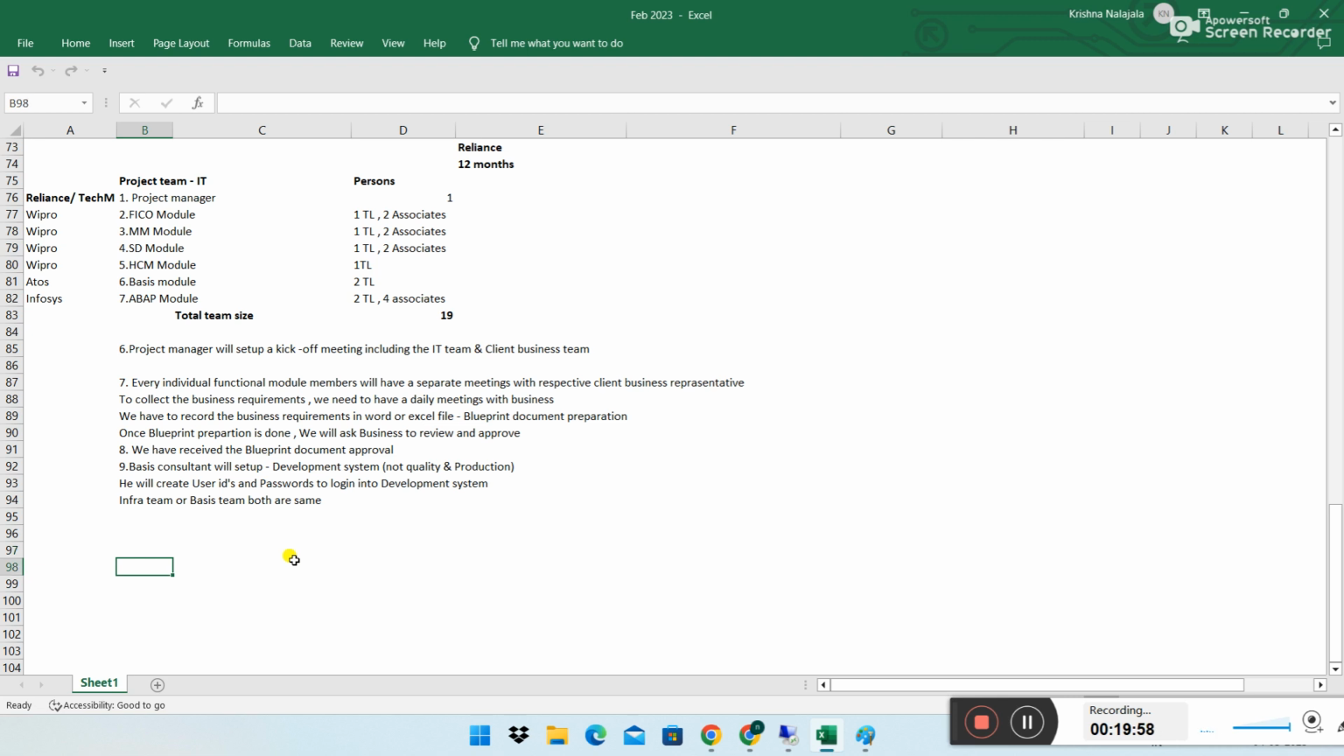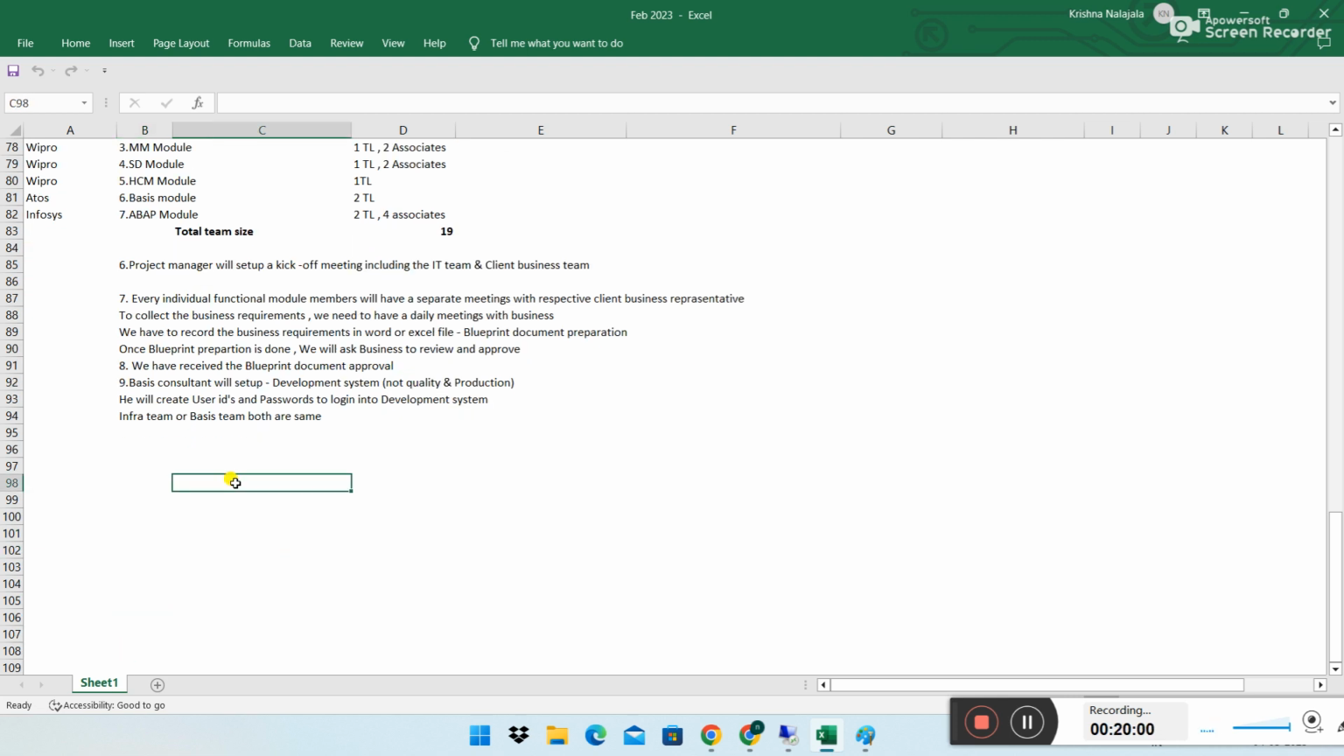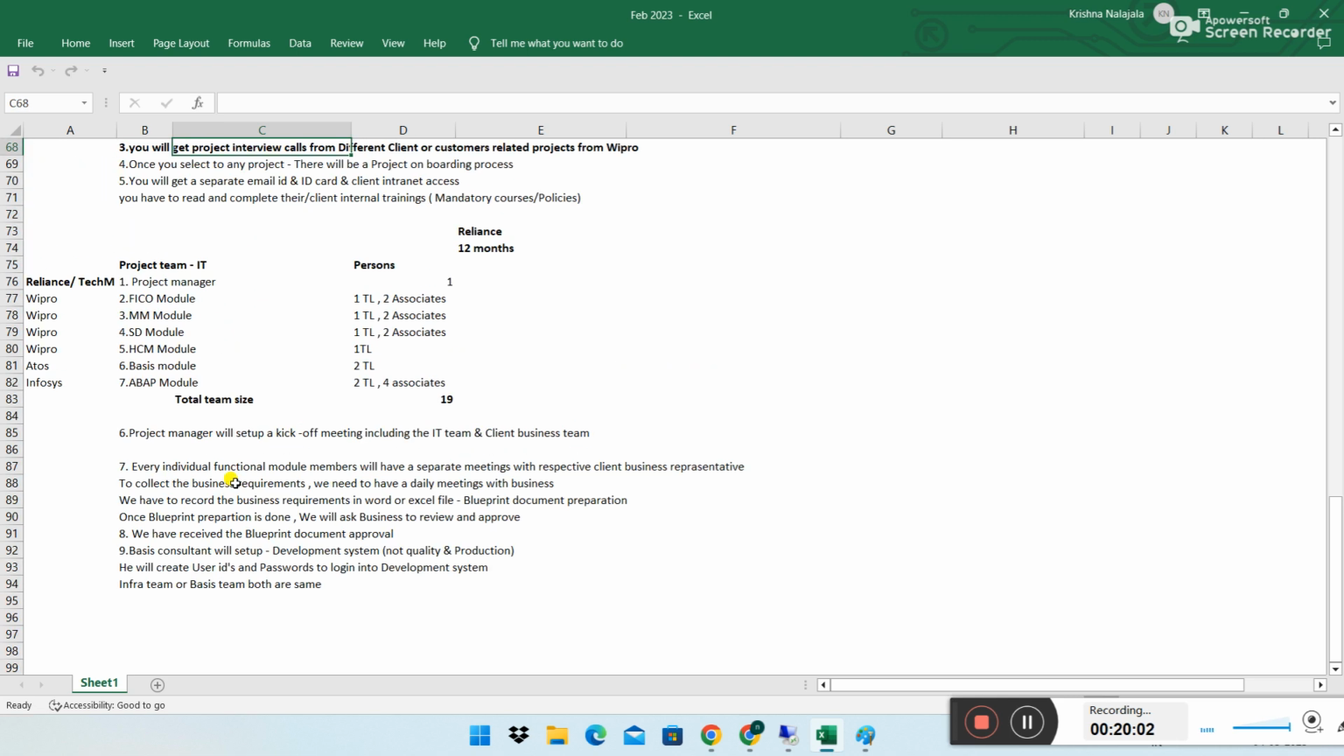Simple example I'll tell you. In a project also there are two modules. One is onshore, the other one is offshore. What is meant by onshore and what is meant by offshore? Anybody knows already? Anyone knows? No, sir. Okay, I'll tell you now.